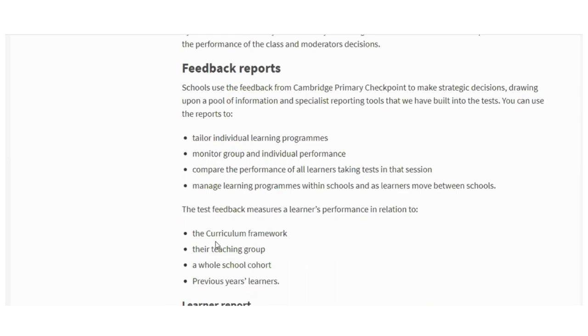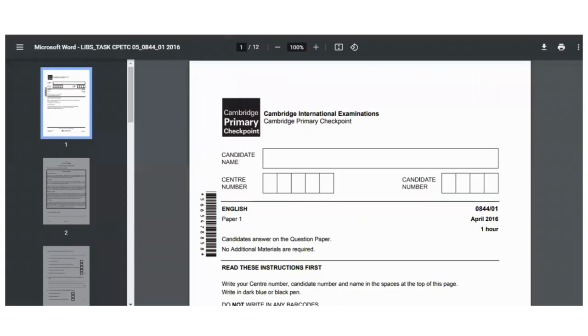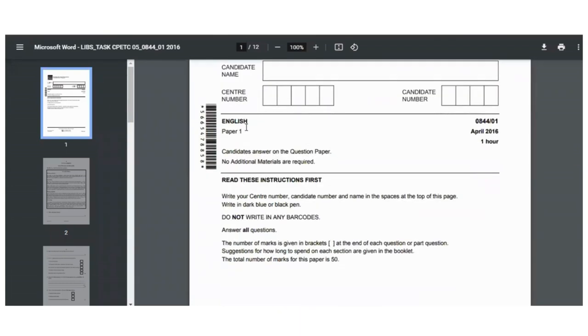And it'll be like you have to memorize all the content and you have to sit it, right? So if I just pull up some past papers to show you. This is the Cambridge Primary Checkpoint past paper for English. Just like other exams, there are actually multiple papers, right? So paper 1, paper 2, etc.